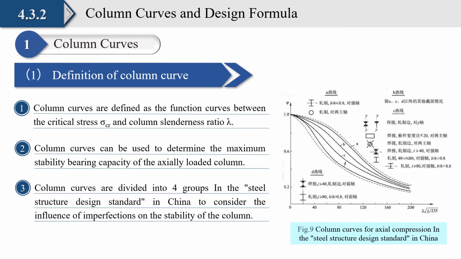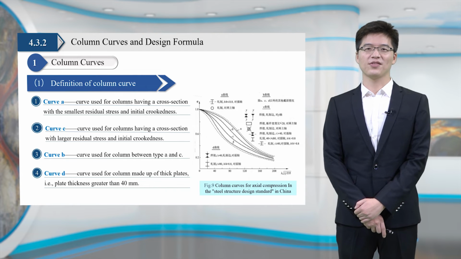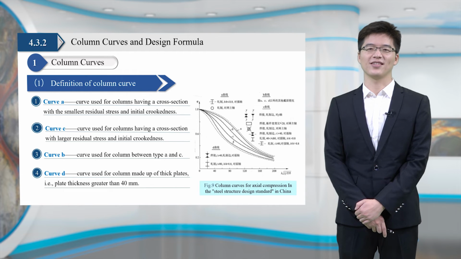Considering the influence of both initial crookedness and the residual stress, and based on a large number of theoretical calculations and engineering experience, 4 column curves, namely curves A, B, C, D, are obtained according to the cross-section form adopted for a column. In these 4 column curves, A, B, C, D correspond to 4 different types of cross-sections.